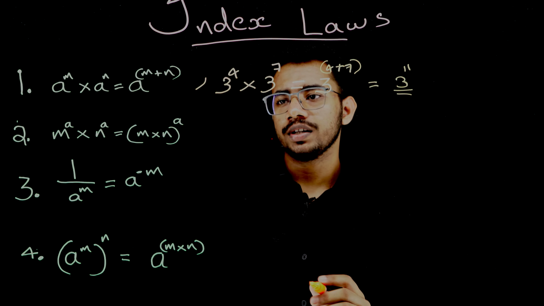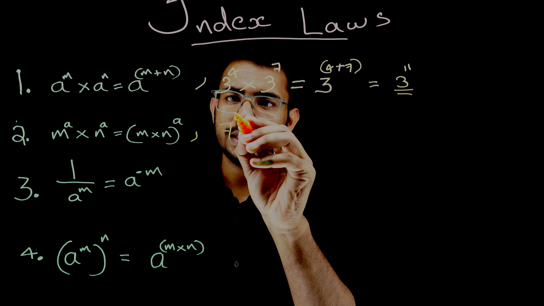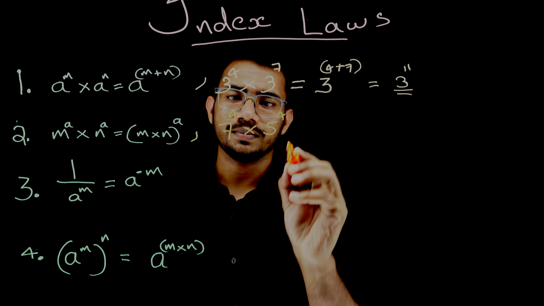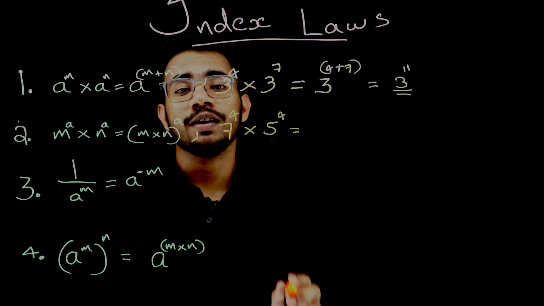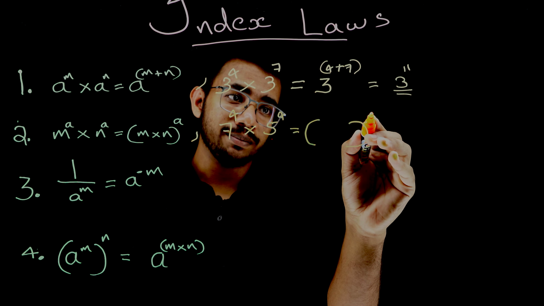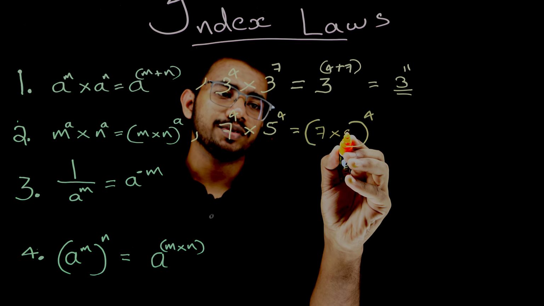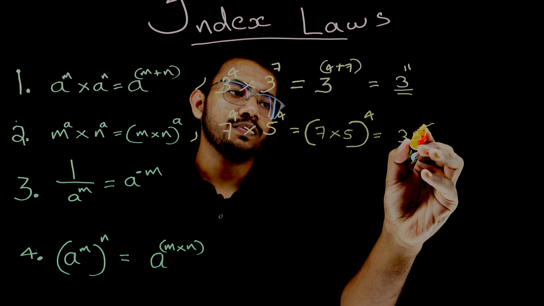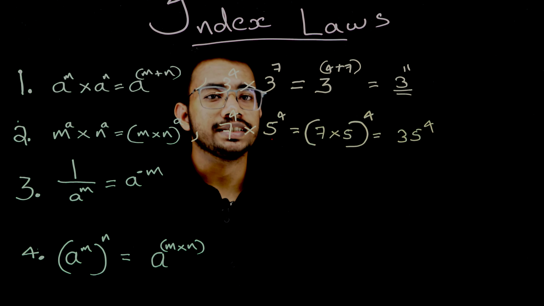So always remember, the common term remains the same. Now moving on to the next one. Let's say I need to multiply 7 to the power of 4 times 5 to the power of 4. So here, what do I have common? I'm having the common as the power itself. So in the answer also, I will be having the exact same power, that is 4. And then I just have to multiply the 7 and 5. That is 7 times 5. And that will give me the answer as 35 to the power of 4.